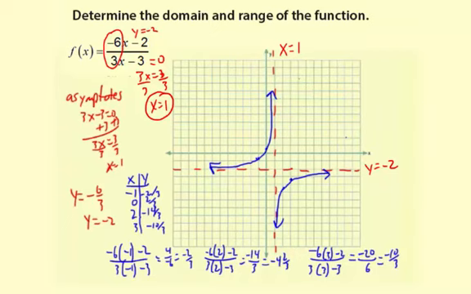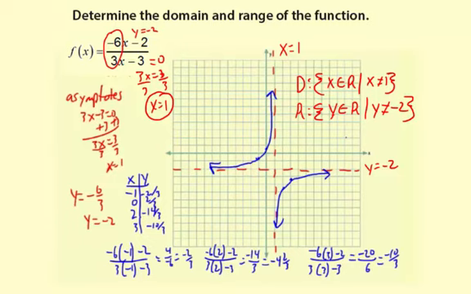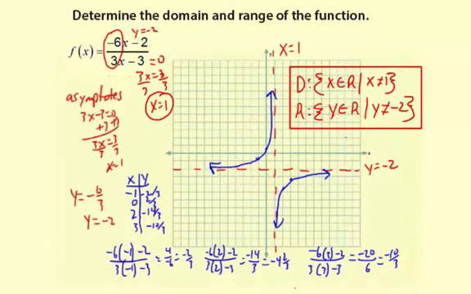Okay, so how do you write this? Domain. X is an element of the real numbers such that x is not equal to 1. For the range, y is an element of the real numbers such that y is not equal to -2. Okay, so there's your domain and range.